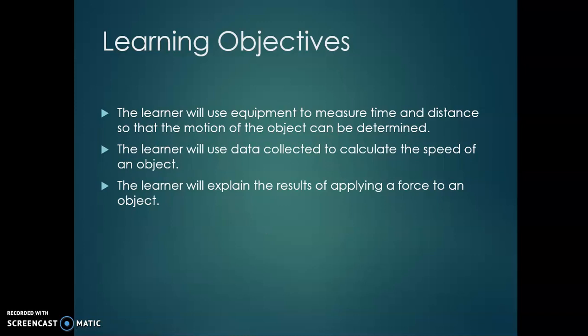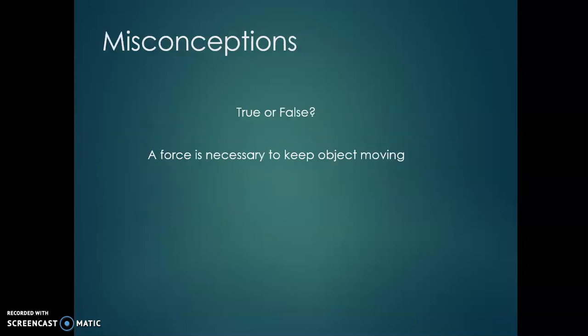Before we check out the chapter, we need to know what the learning objectives are. In this chapter, the learner will use equipment to measure time and distance so that the motion of the object can be determined. The learner will also use the data collected to calculate the speed of an object, and finally the learner will explain the results of applying a force to an object.